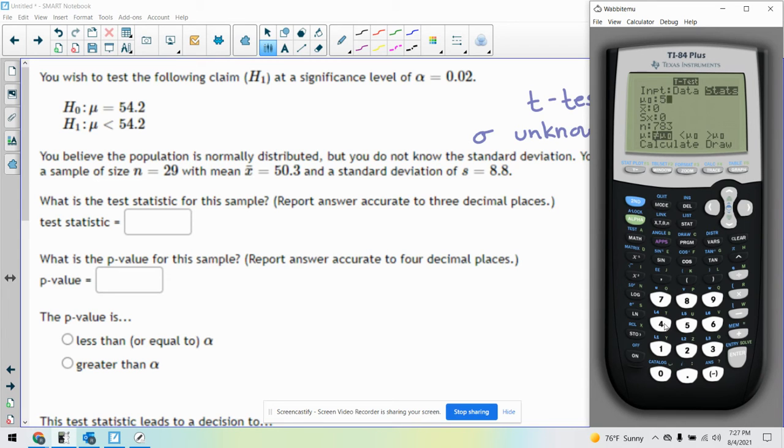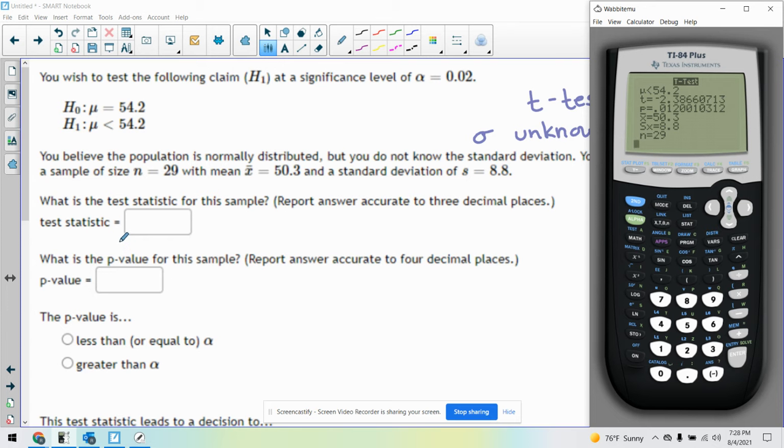Our mu is 54.2, our null mu. X bar is 50.3. S of x is 8.8. Our sample size is 29. We're trying to show that it's less than that. So we hit calculate. So we get everything we need here.